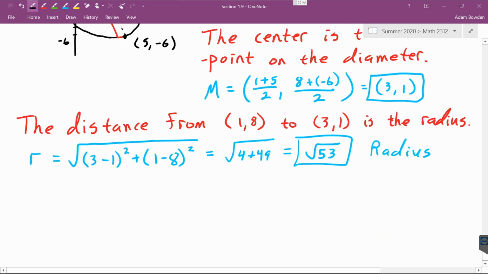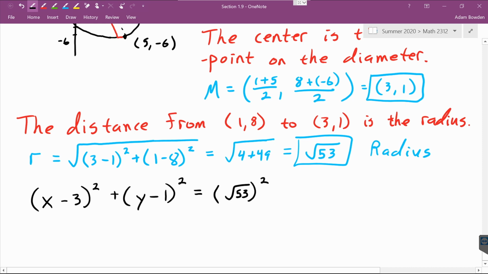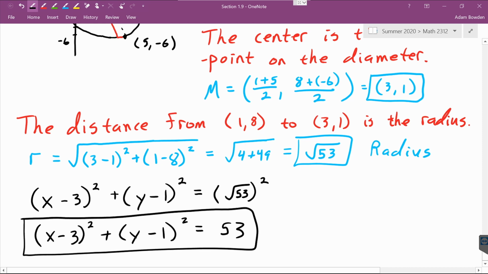So the equation is x minus 3 squared plus y minus 1 squared equals r squared, so the square root of 53 raised to the second power. What that means is instead of the square root of 53, we'd actually just get the regular 53 here. So that'd be the equation of the circle in this case.